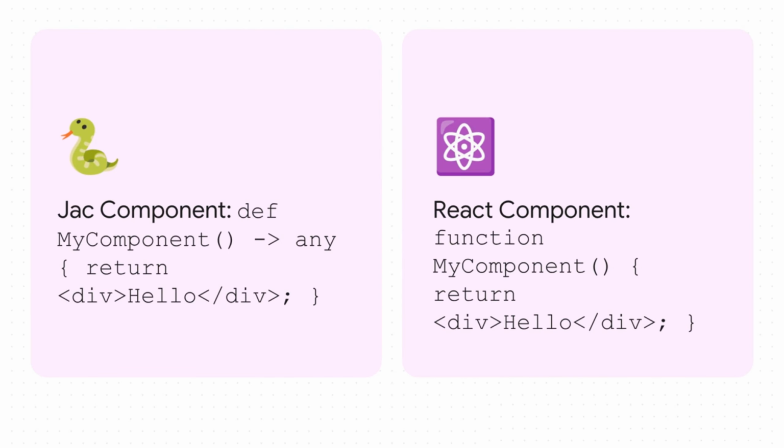On the right, you've got your standard React component. And on the left, that's JAC. They're practically twins. Seriously, in JAC, a component is just a function that returns JSX, period. It's not some brand new paradigm you have to wrap your head around. It's just a slightly different way to define a function. Kind of looks like Python, right? It's clean, it's simple, and you already know how it works.